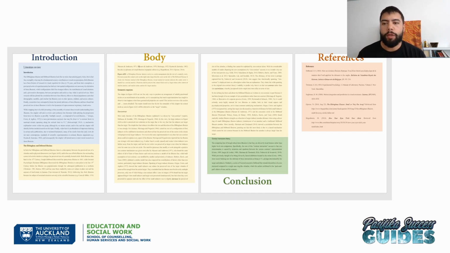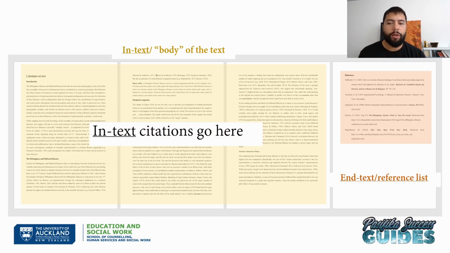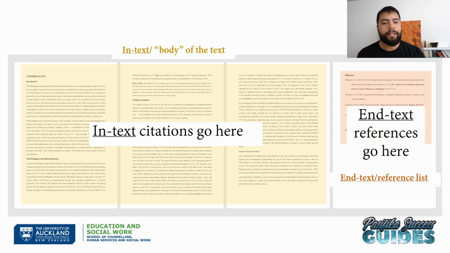This also applies to if you're writing a research report with an introduction, methods, results, and discussion. That also has a reference list. In both of those cases, you have the main part, which is the body of the text, and then you have the reference list. You have in-text citations that go in the body, and then you also have your references that go in the reference list.